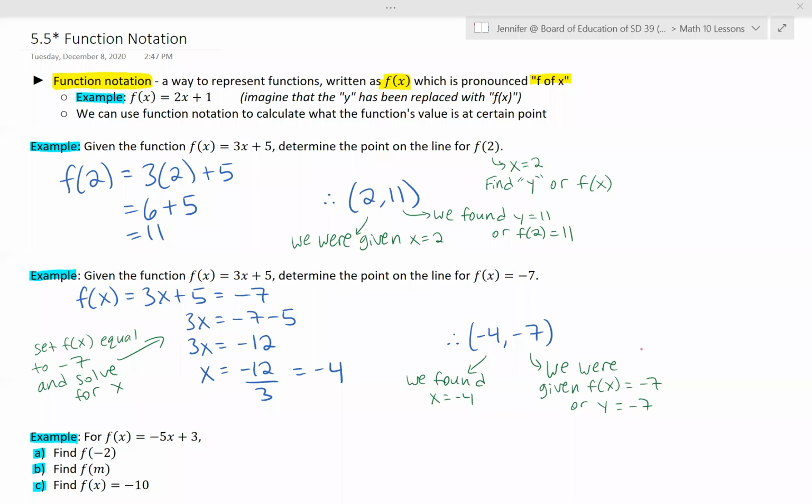This is the last lesson of chapter 3, function notation. This is out of order in the workbook. It's technically section 5.5 in the workbook, but we're doing it as the last lesson in chapter 3.